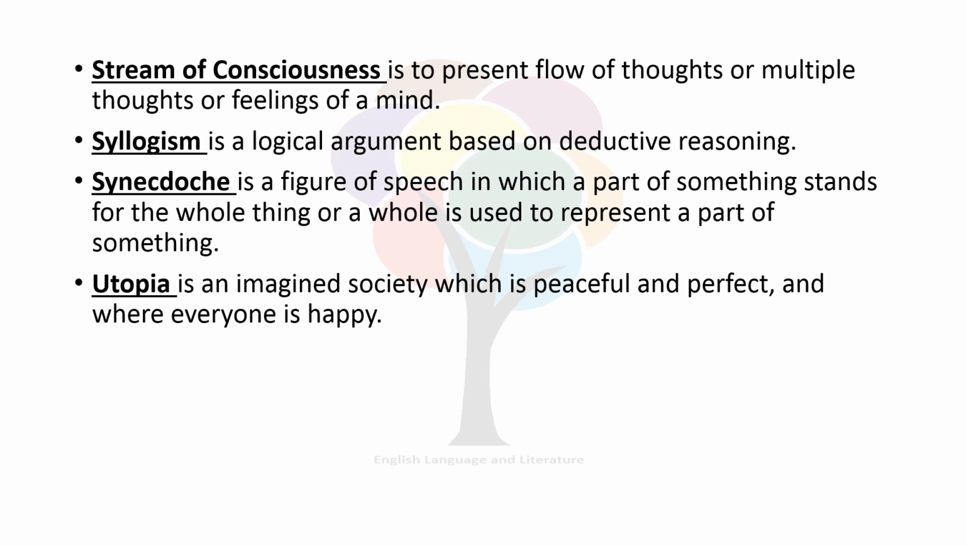Utopia. Utopia is an imagined society which is peaceful and perfect and where everyone is happy. A utopia is an imagined community or society that possesses highly desirable or nearly perfect qualities for its citizens. And it is important to note that this term was coined by Sir Thomas More in his book Utopia, that was published in 1516, that describes a fictional island society in the South Atlantic Ocean off the coast of South America.